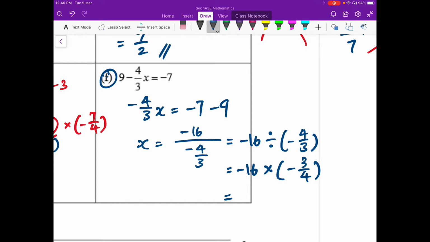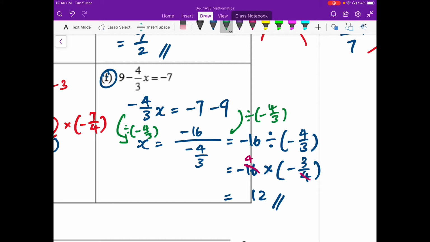So we get negative times negative is positive. 16 and 4, we can divide both of them by 4, leaving us with 4 times 3, which is positive 12. Okay, so this is one way to look at it. What we did was to divide both sides by negative 4 over 3.